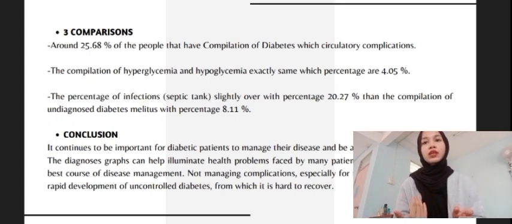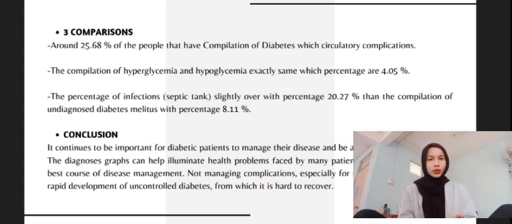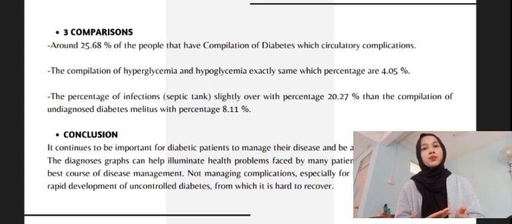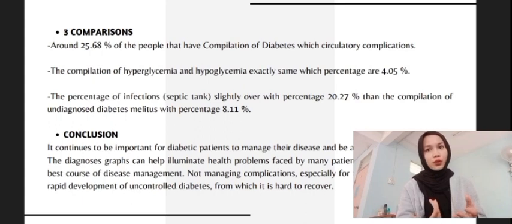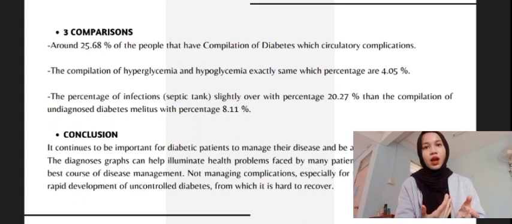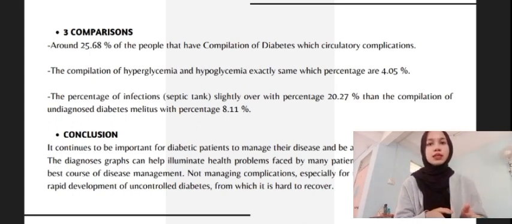And the last comparison that we can analyze is the percentage of infection septic shock slightly over, with percentage 20.27%, then the complication of undiagnosed diabetes mellitus with percentage 8.11%. And the conclusion is it continues to be important for diabetic patients to manage their disease and be aware of the complications. The diagnosed graph can help illuminate health problems faced by many patients and what might be the best course of disease management.